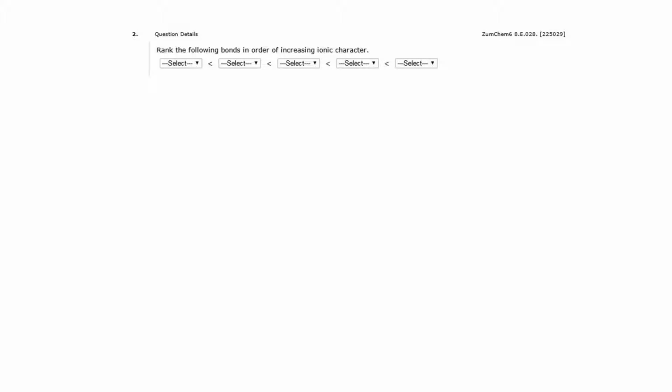In this question, they're asking us to consider ionic character. Ionic character means how much like an ionic bond it is. The greater the difference in electronegativity, the more the ionic character.